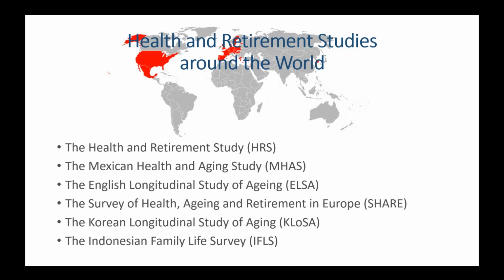The Korean Longitudinal Study of Aging gives us data on Korea, and they focus on people aged 45 and older. So for a couple of these studies, you actually get people a little younger than 50, depending on how the study is set up itself.